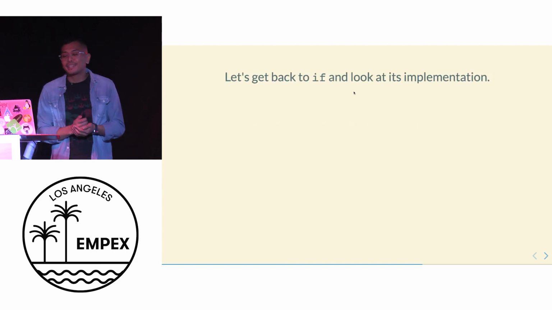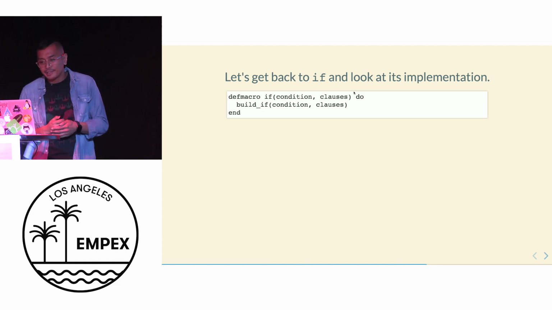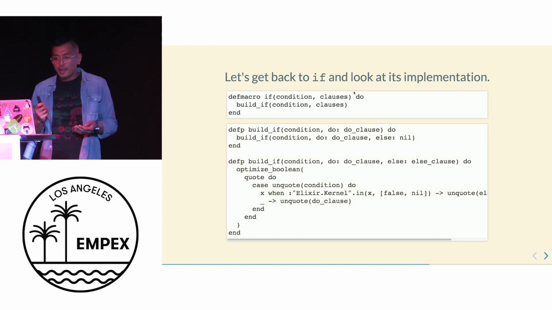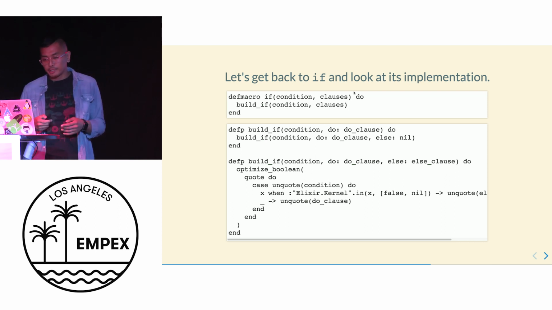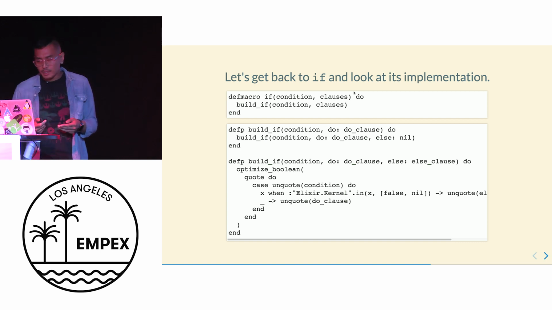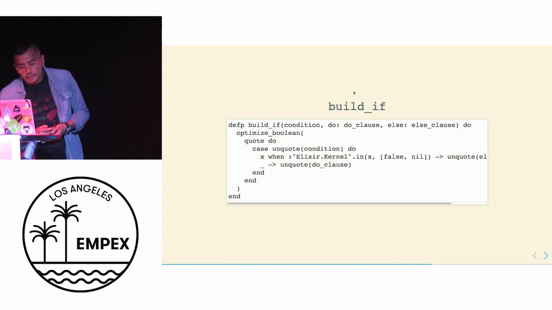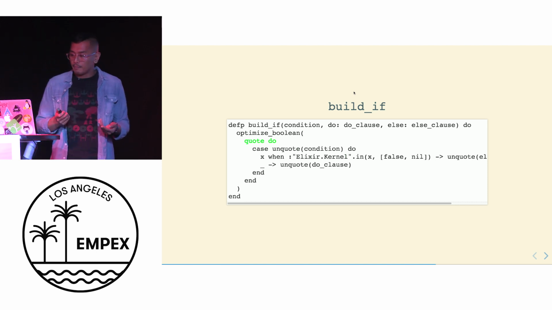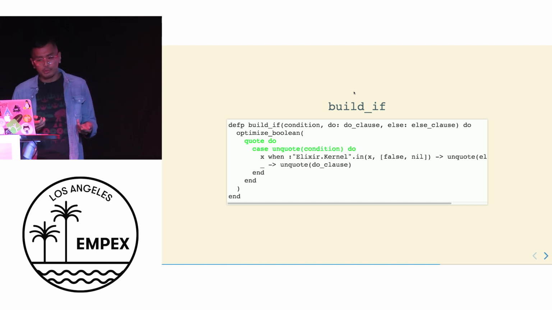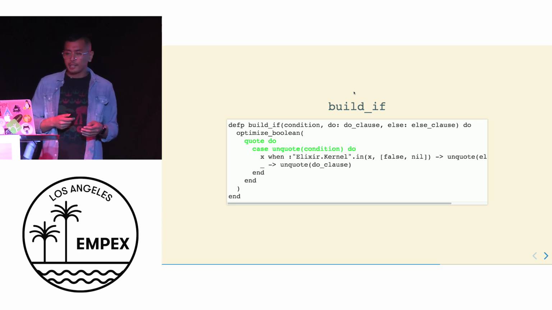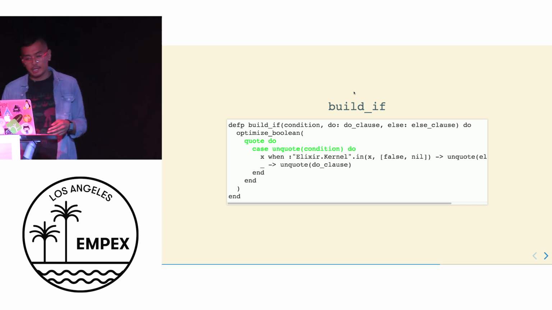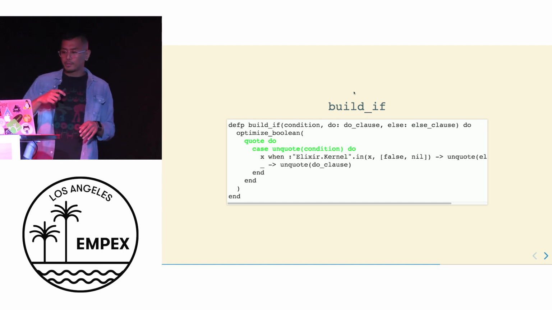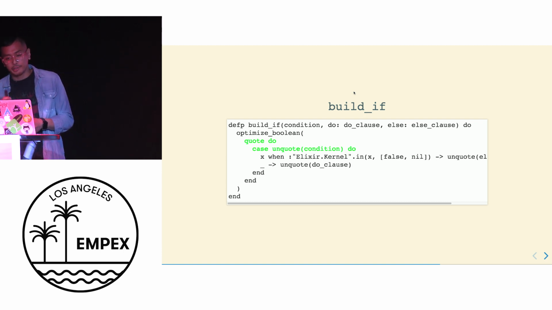So let's look back at how if is implemented. Here's the definition again for defmacro. And here's build_if, the helper function. You can see in the second version of build_if, that's where the bulk of the code is. Taking a look at that, we have something that's quote do. Another thing which is unquote. optimize_boolean is a little helper function within kernel, which you can take a look at. It's not too much. The chunks that I want to talk about are what quote and unquote do.